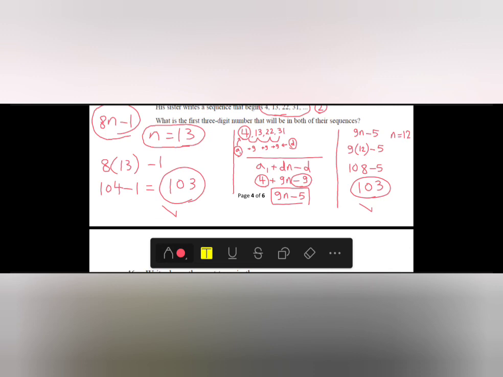And same idea with 9. I multiplied 11. I got 99, so it's not working. And I used 12, and I got 108. And when I subtract 5, I get 103. And this is the first three-digit number for both sequences. And this is how you answer a question like this.